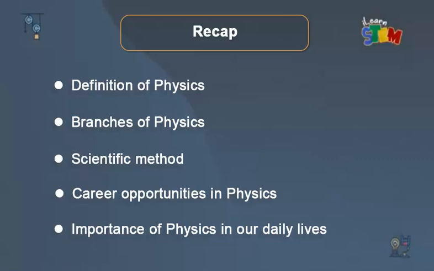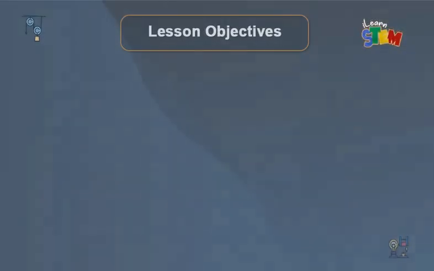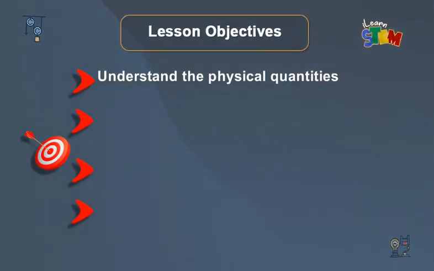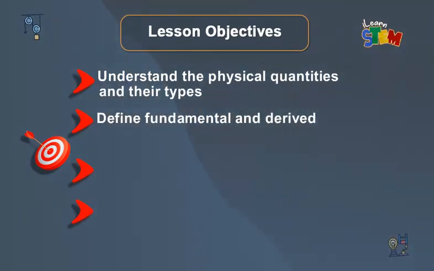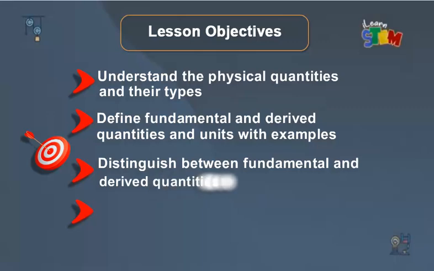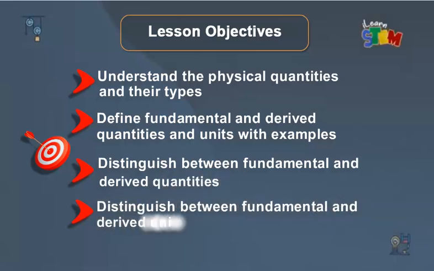Okay. Now, let us take a look at the lesson objectives. By the end of this lesson, you will be able to: 1. Understand the physical quantities and their types. 2. Define fundamental and derived quantities and their units with examples. 3. Distinguish between fundamental and derived quantities. 4. Distinguish between fundamental and derived units. Are you ready? Let's dive in.